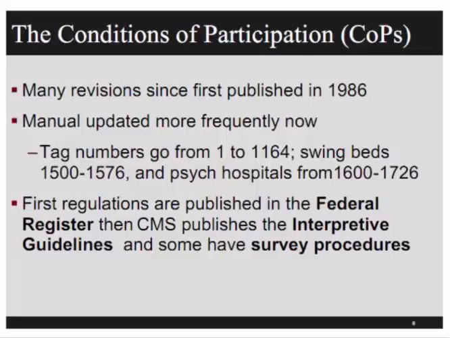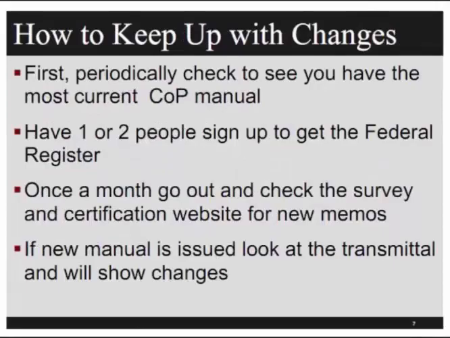So first, they're published in the Federal Register, and when they're final, CMS comes along and adds interpretive guidelines, so we as hospitals will know what they are, and some of them, but not all of them, have a survey procedure. On slide number 7, the best way to keep up with changes in the future is to have 1 or 2 people at your hospital sign up to get the Federal Register, so when there are changes, you can see them.